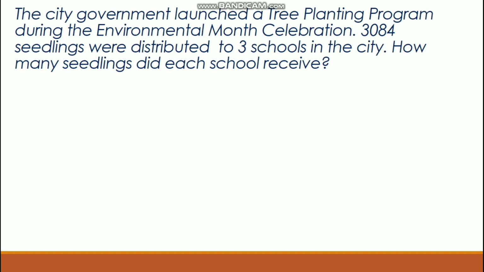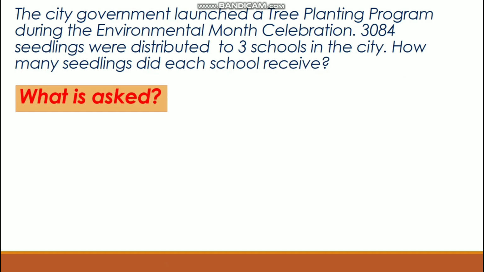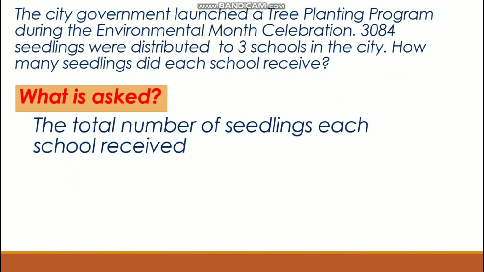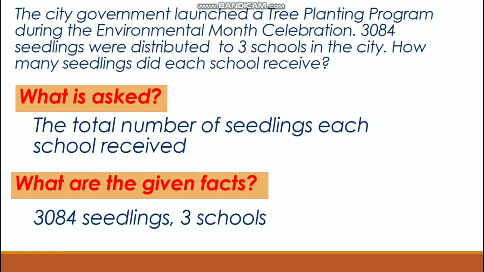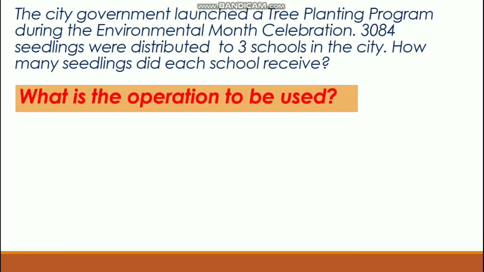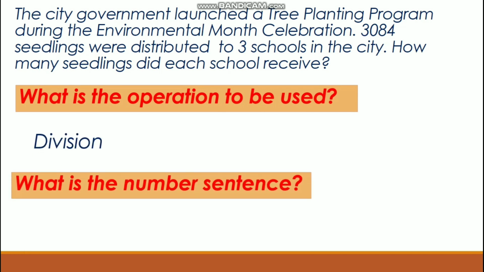Let us again answer the problem step by step. What is asked? It is asking about the total number of seedlings each school received. And the given facts are 3,084 seedlings and 3 schools. Then, of course, the operation that we are going to use to solve the problem is division. And so, the number sentence is written as 3,084 divided by 3 is equal to n.